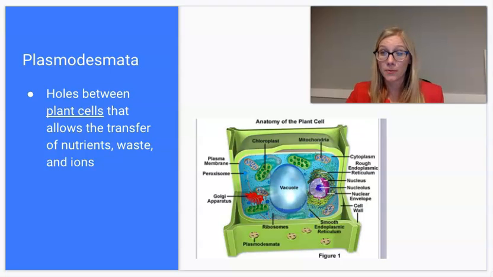I hope this was helpful in solidifying why the cell membrane is a fluid mosaic and how some substances can move in and out of the cell. We'll spend more time on this as we move through the unit, specifically about active and passive transport and diffusion of things in and out of the cell.